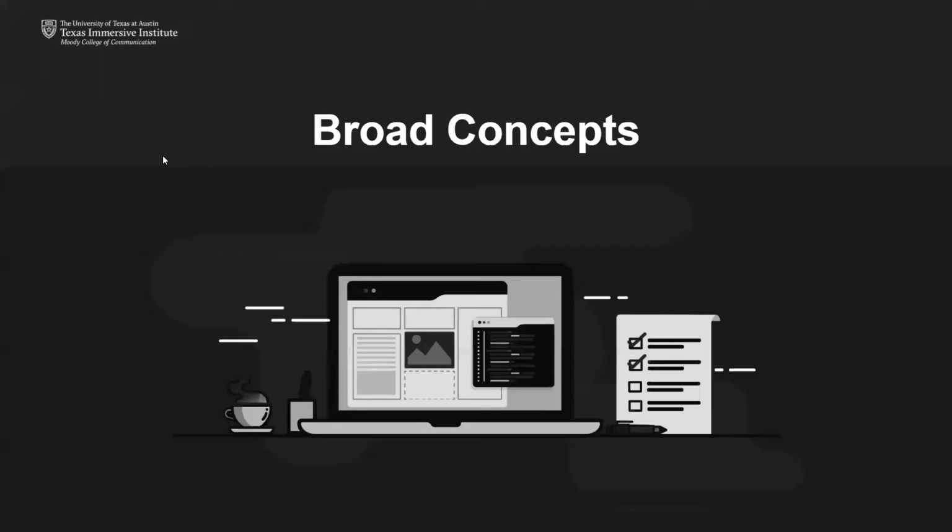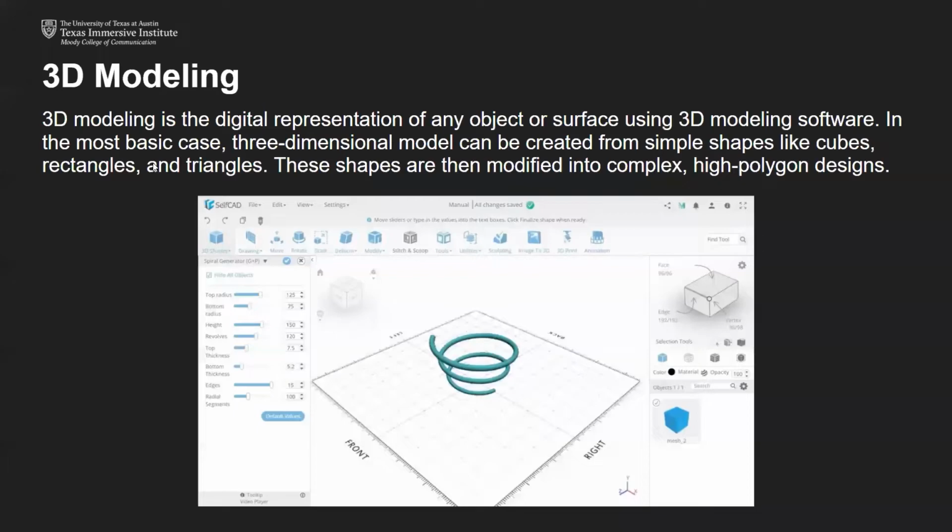So I'll start out with broad concepts. 3D modeling, what is it if you don't know anything about it? It's a digital representation of objects using 3D modeling software. You can think of it as a collection of points that the computer keeps track of, so it can re-represent it on a 2D screen from a 3D point of view.